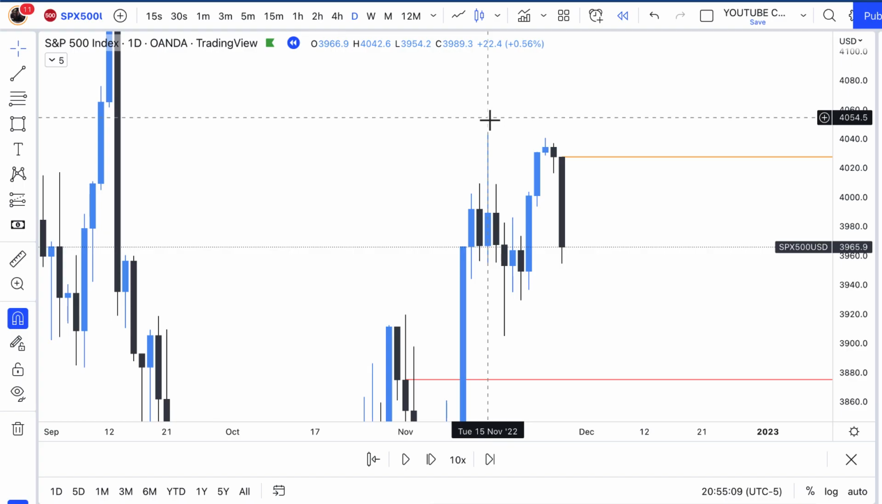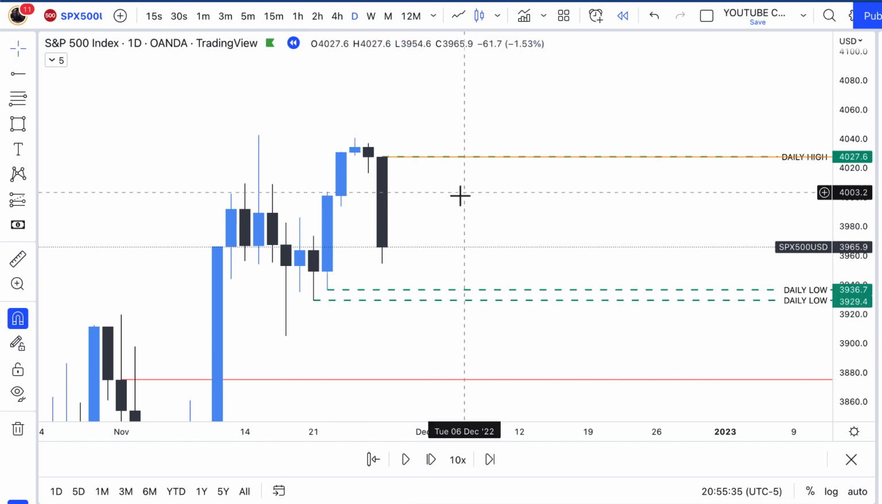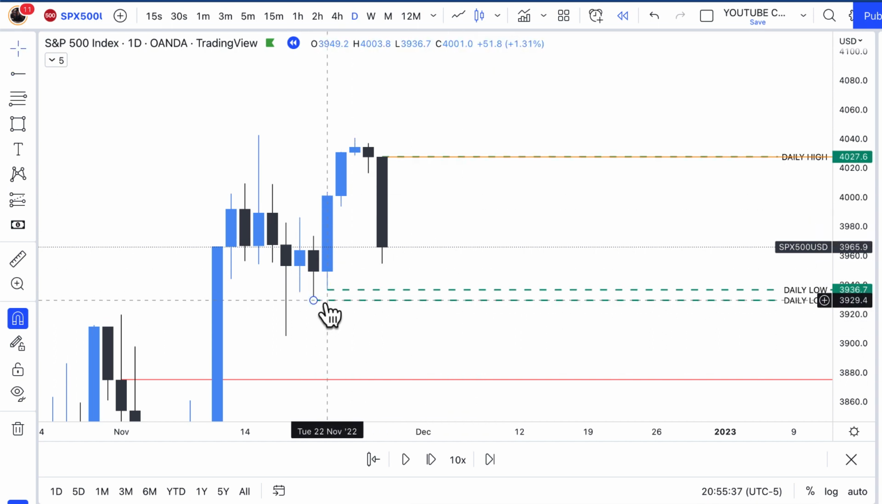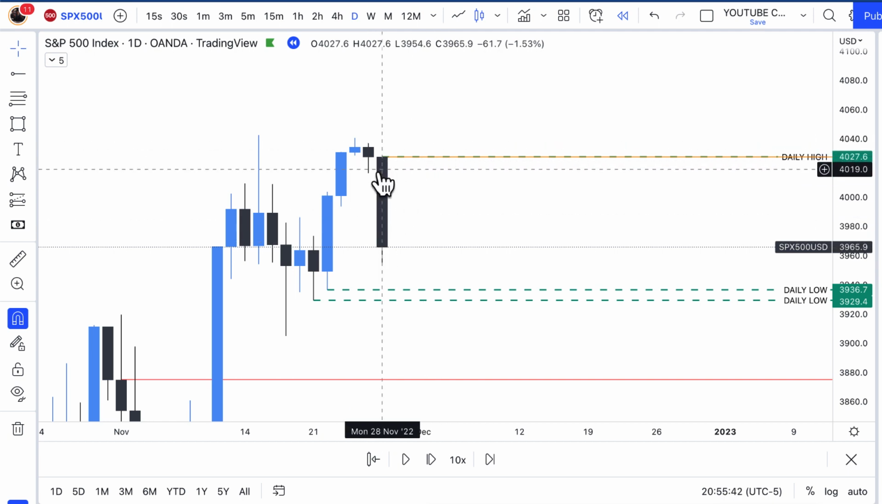All right, guys, we're looking at the S&P 500. This is the daily time frame. The first thing I do is I look for any daily highs or lows that may be sitting nearby. All right, so you can see that I've marked two previous daily lows that are sitting nearby and the daily high that was created on November 28th.